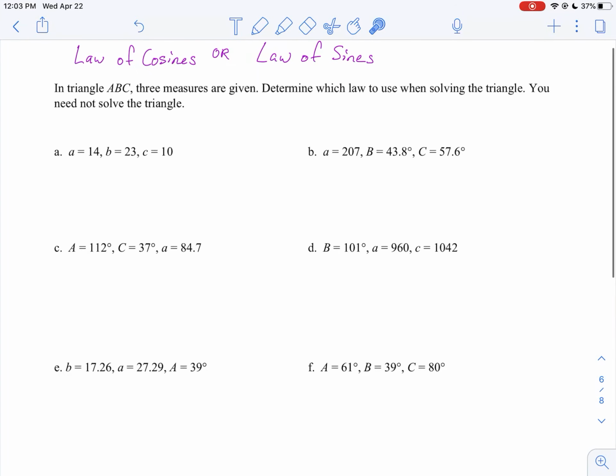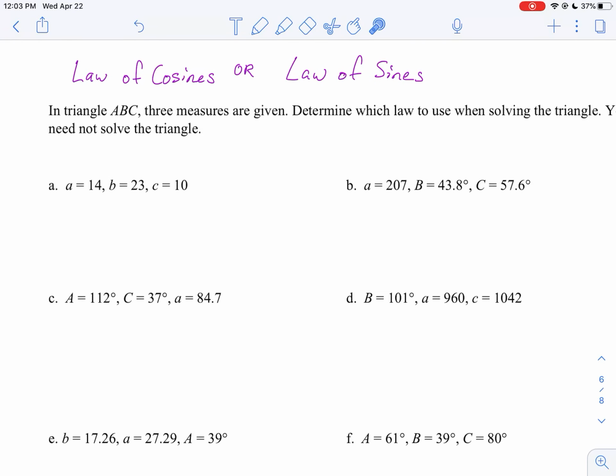I think it's more helpful to think about your triangles and say, okay, law of sines always requires a pair. So I either need side A and angle A, or I need side B and angle B, or I need side C and angle C. If I have those, it'll work with law of sines. If I don't, it's law of cosines. So let's take a look at this first one here. We've got side A, side B, side C. Notice I have no angles, so I don't have any pairs that I could use. So that one is going to be law of cosines.